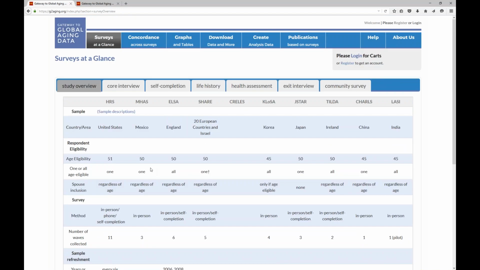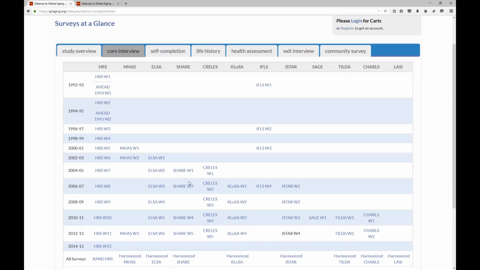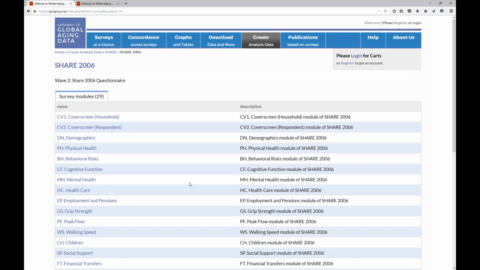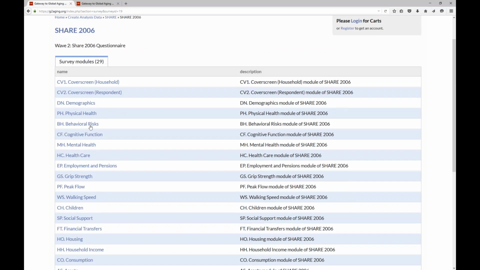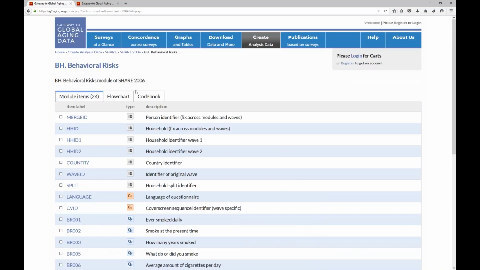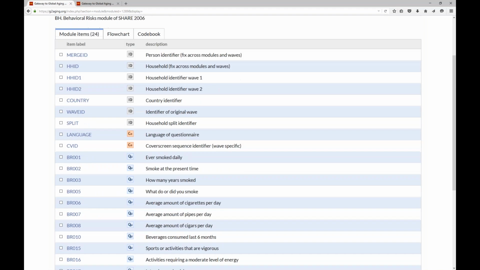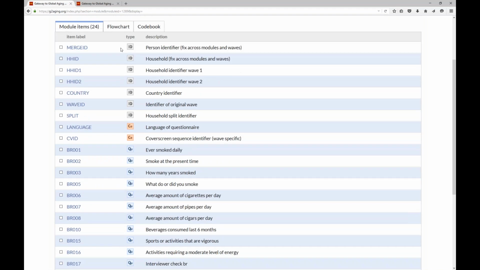So that can be a helpful tab if you're ever going back and wondering what's included in a survey. But let's go back to that core interview and let's look at Share Wave 2. And we've got our modules, and let's go into this third module here, this behavioral risk module. So you can see here we've got our module items listed, and these are all the parts of that module. We've got some identifiers up here, and those are indicated by this icon which says ID, just to let you know these are things to identify the respondent.